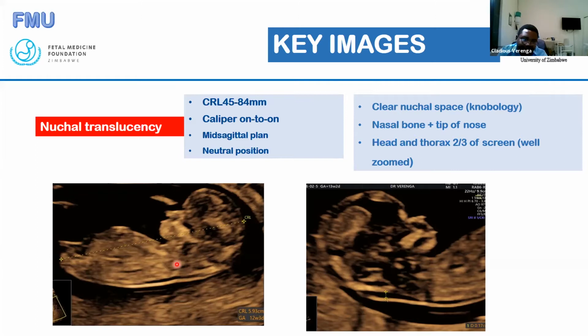And for us to offer screening for aneuploidy in the first trimester, the crown rump length should measure between 45 and 84 millimeters to offer screening for aneuploidy in first trimester.